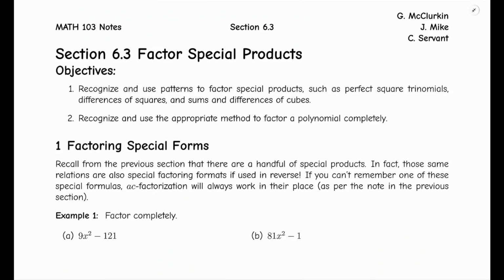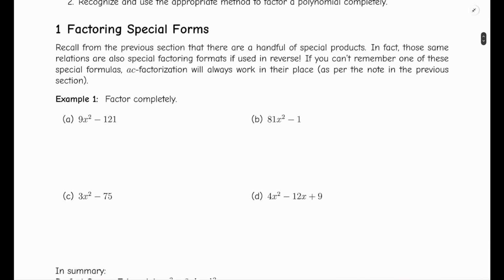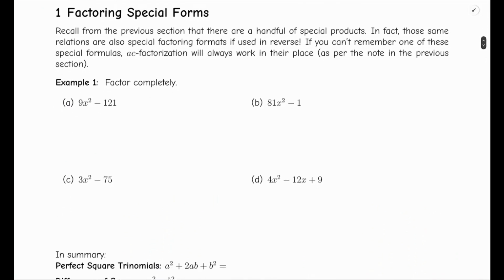Hello, this is section 6.3 and 6.4, Factoring Special Products. Part 1, Factoring Special Forms. Recall from previous sections that there are a handful of special products. In fact, those same relations are also special factoring formats if used in reverse.